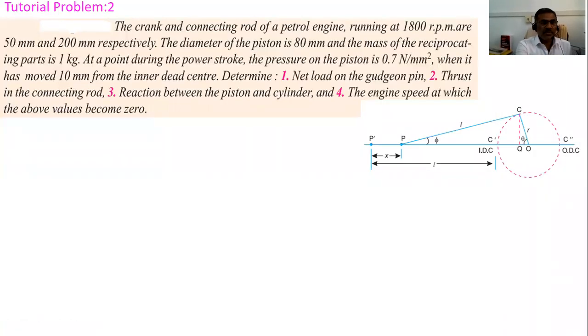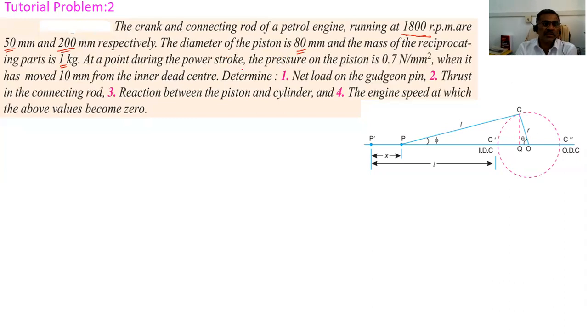So now we are going to discuss dynamic analysis of the cylinder crank mechanism. In this, we are going to see a problem. The crank and connecting rod of a petrol engine running at 1800 RPM are 50 millimeter and 200 millimeter respectively. The diameter of the piston is 80 millimeter and the mass of the reciprocating part is 1 kg.